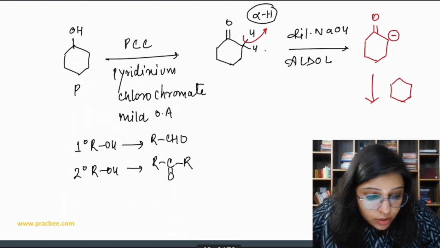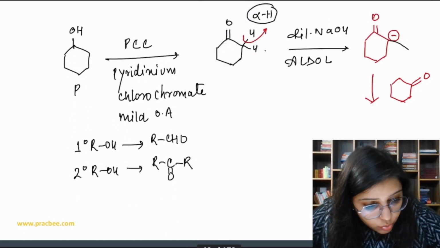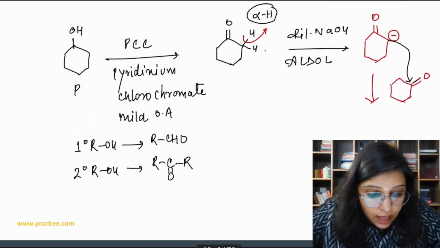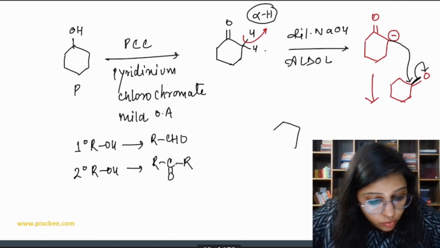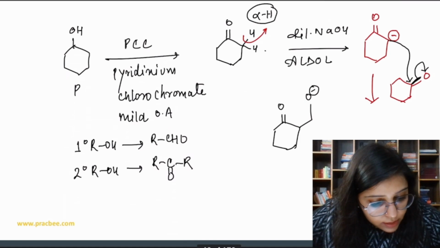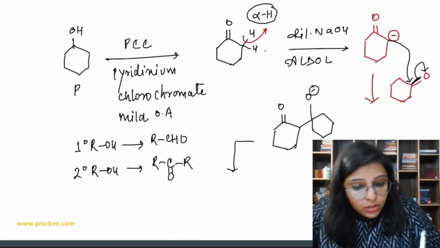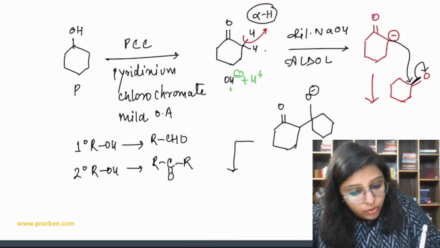Aldol condensation means 2 groups are required. So now this negative charge is going to attack this carbon, because both are ketones. So a ketone can attack a ketone, then the electrons of this bond shift to oxygen. By doing so, we get double bond O, and here we write O minus, then we have a 6 membered ring. Clear? Then after that, this OH minus abstracts H plus, so it forms water.